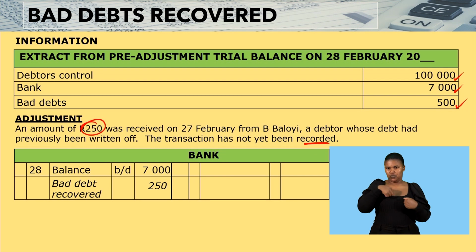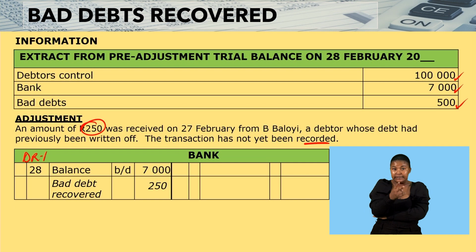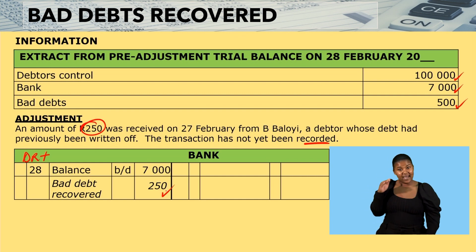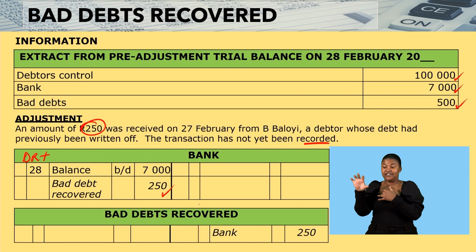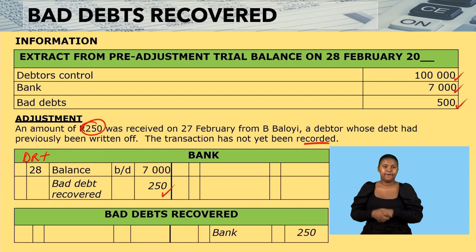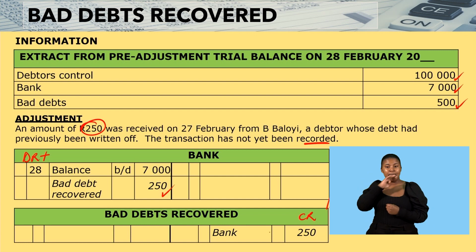What we do is that amount must be recorded first in the CRJ. Therefore, you see it in the bank account on the debit side here. The amount received will come here as bad debt recovered 250. So in our bank account, we debit the bank account with bad debt recovered 250. And then we come to bad debts recovered, and we credit it. Why? Because this is now an income account. So we credit it with bank, and we say 250.